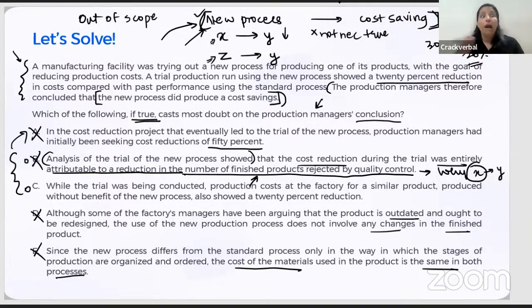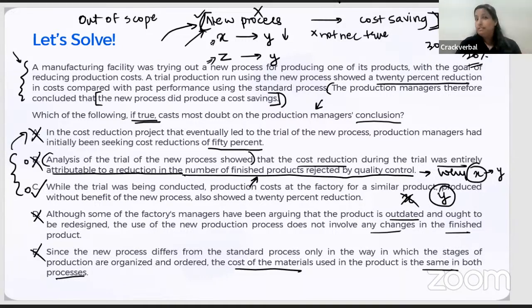I am not interested to know why X has caused Y. I am looking for an option that says maybe X did not cause Y. Which is exactly what C is doing. Kevin, you're absolutely right. What option C is telling me is that, hey, look, Y has happened. Cost reduction has happened for a similar product, but X was not used. So cost reduction seemed to have happened even though the new process was not used, which indirectly tells me, hey, there was some other reason because of which cost saving has happened. And it is not the new process. So even though they've not specified what that other reason is, it tells me maybe it is not the new process, which is why option C is correct.